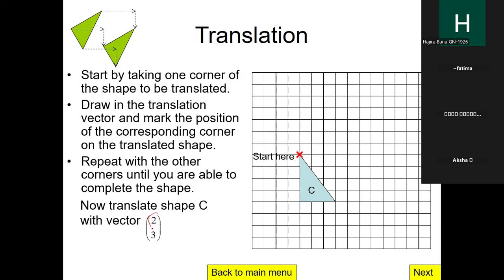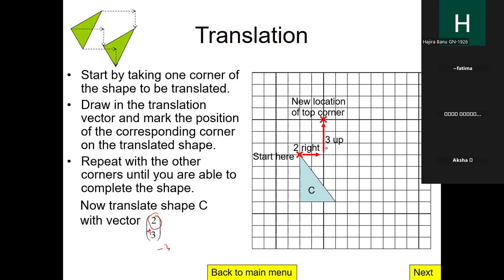Now this 2 means moving right and left. So when it is positive 2, you will move towards right. When it is minus 2, you will move towards left. Then this 3 is about moving up and down. So if it is positive 3, you move up. If it is negative 3, you will move down. So when it is 2, 3, what you will do? 2 means right. So you will select a corner, 2 positions right, and then 3 is also there. So 3 up, so 3 positions up.